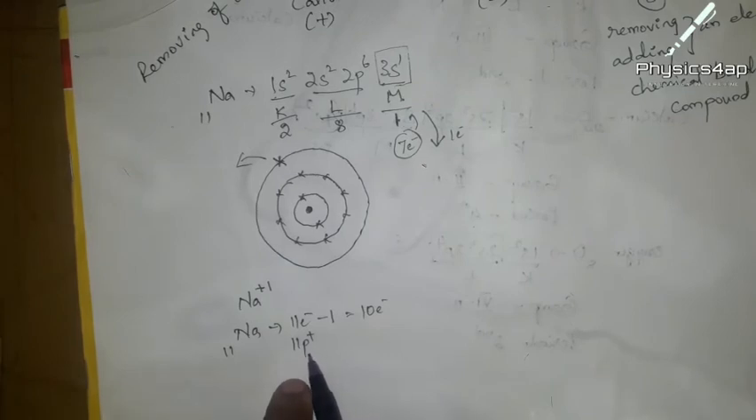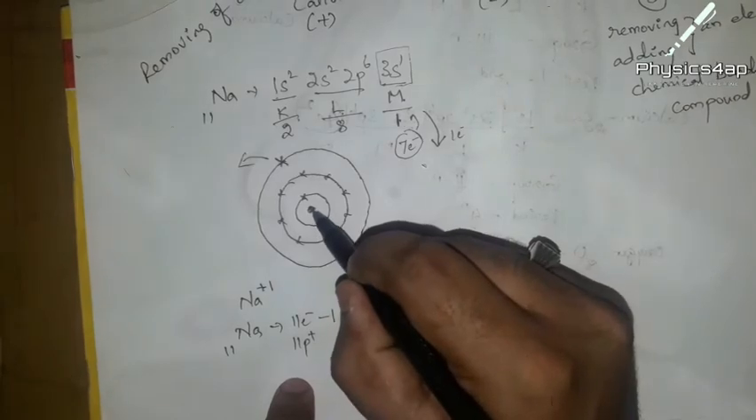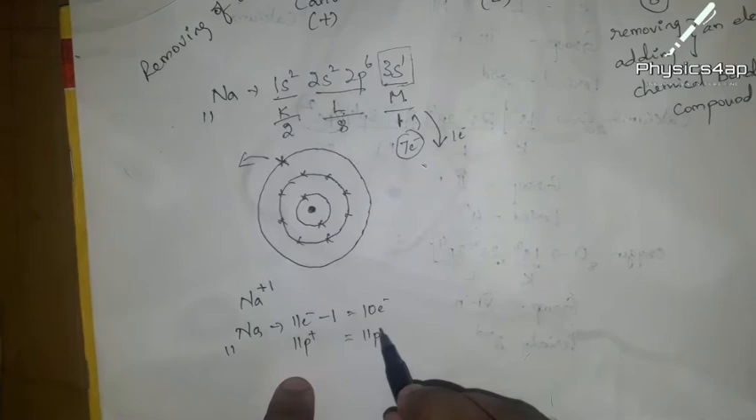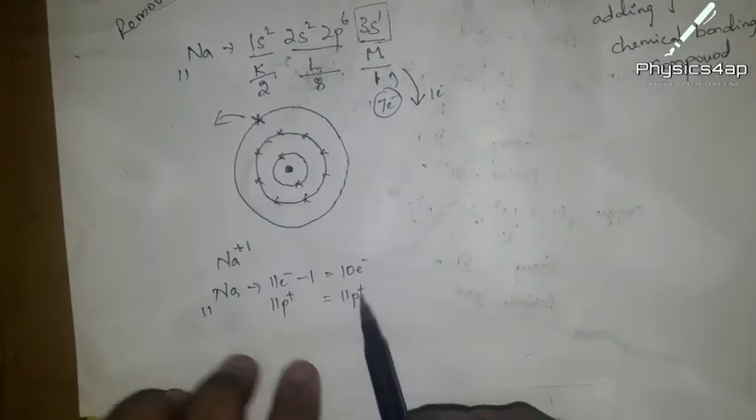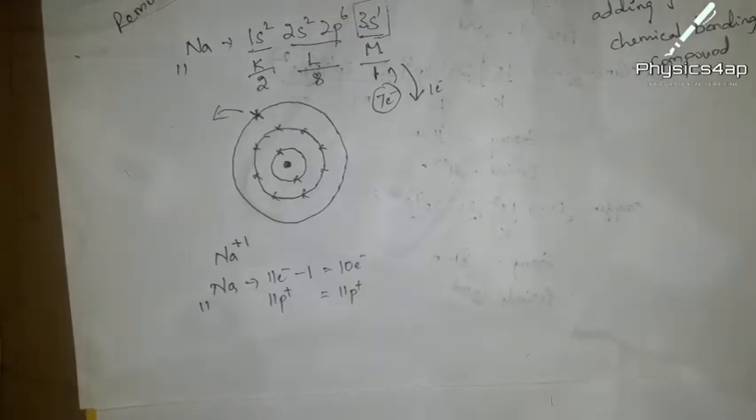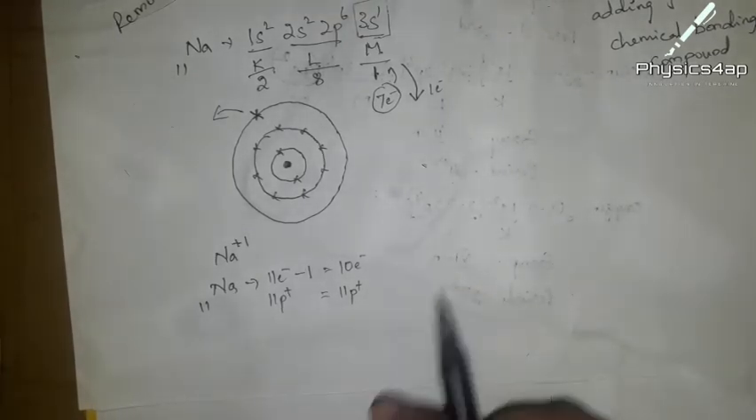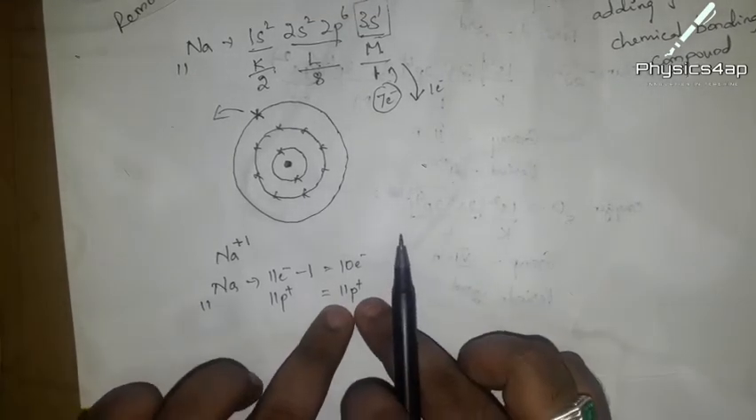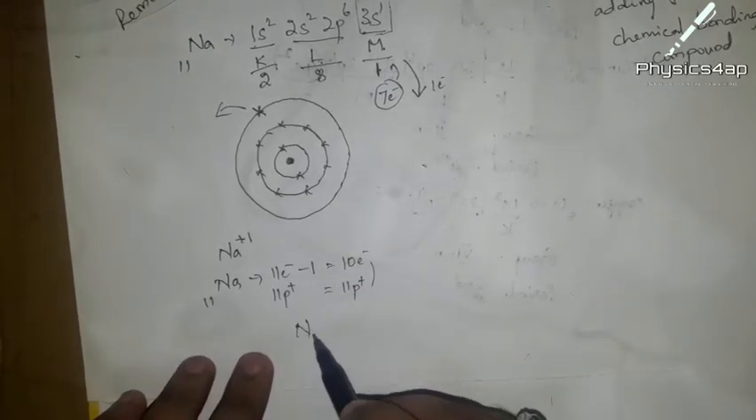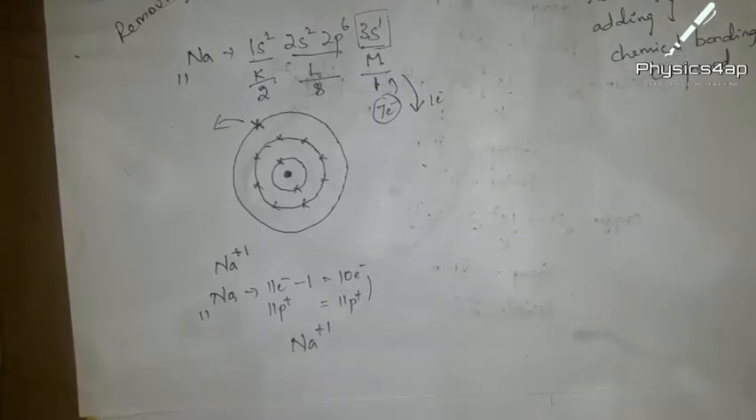Now what about the protons? We are not removing or adding protons. The protons present in the nucleus stay the same, so here we have 11 protons. Now we have 11 protons and 10 electrons. Who is greater here, negative charge or positive charge? Yes, positive charge is greater. How many times is it greater? One time. So we get sodium as +1.